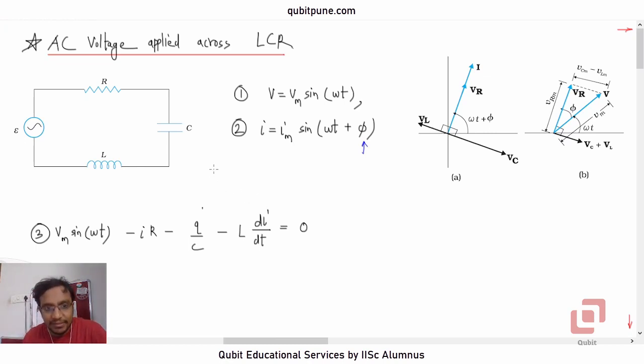Okay, we basically split the input phasor V bar into three: V across the resistor, V across the capacitor, and V across the inductor.